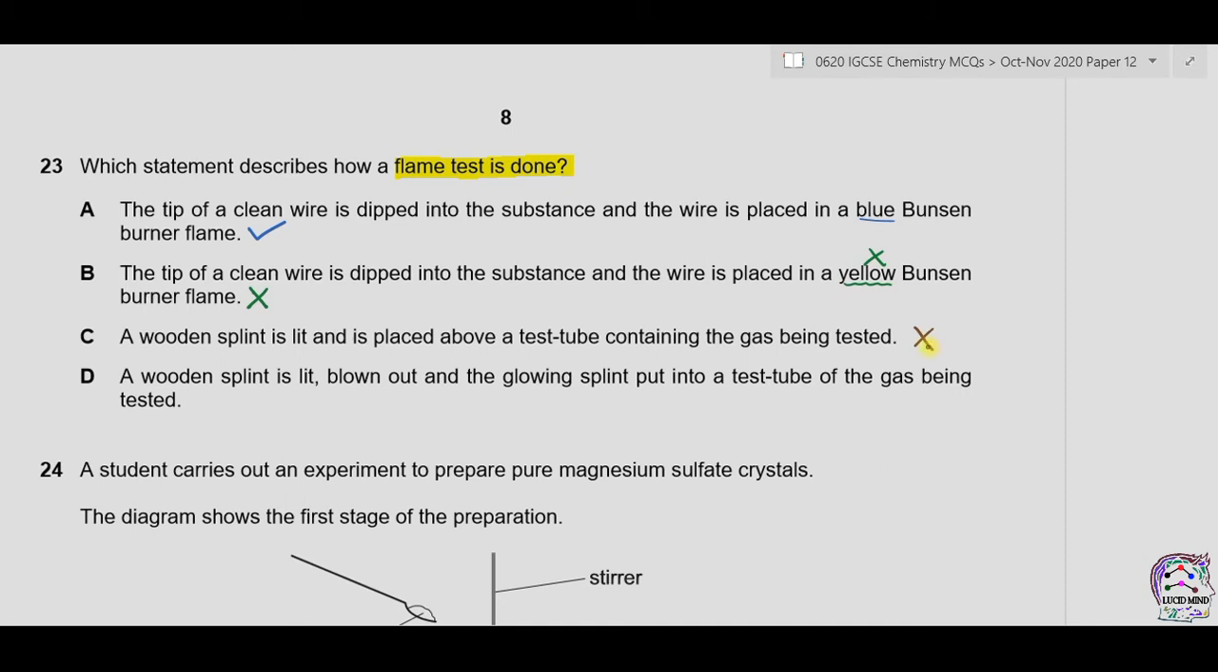So this is incorrect. D. A wooden splint is lit, blown out and the glowing splint put into a test tube of the gas being tested. Now this procedure is used for testing of oxygen. So D is also incorrect. So the only correct method for flame test is described in A.